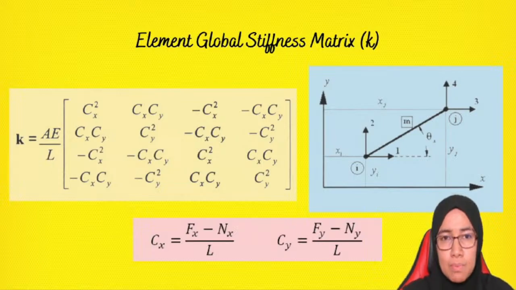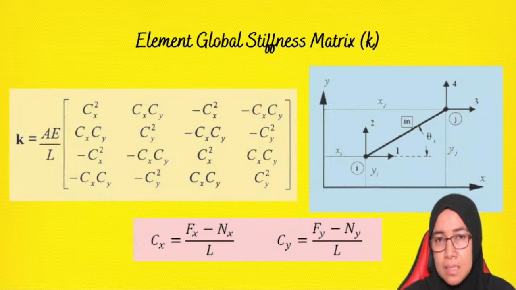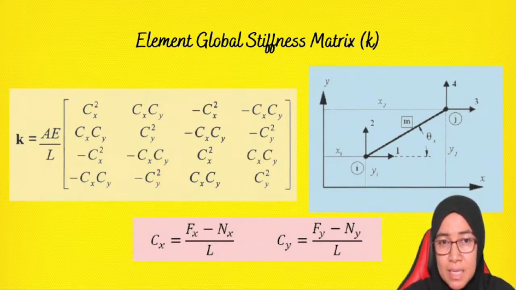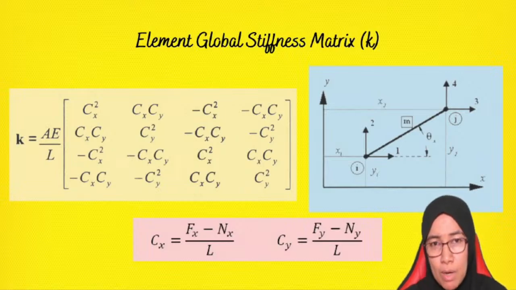Small letter k refers to the element stiffness matrix. The formula is given in the appendix, and actually the formula is quite simple. We just need to repeat the formula again and again. AE over L means stiffness, looking into the formula.